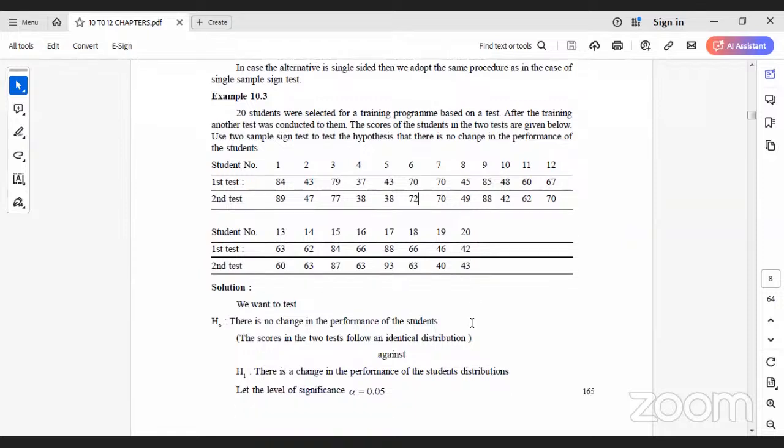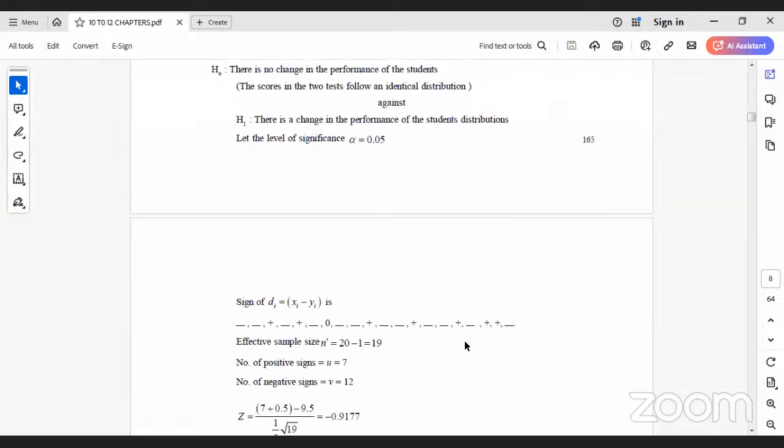We want to test that there is no change in the performance of the students, that is, the scores of the two tests follow the identical distribution, against the alternative that there is a change in the performance of the students. The level of significance alpha is equal to 0.05. Sign of di is equal to xi minus yi.